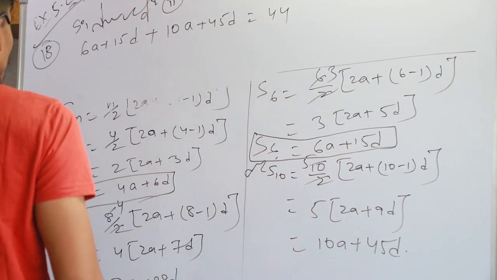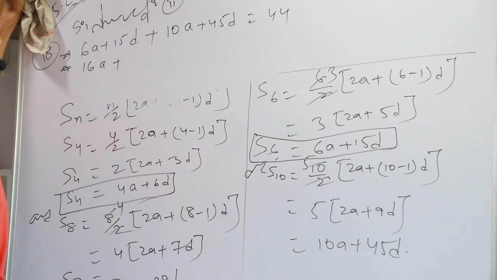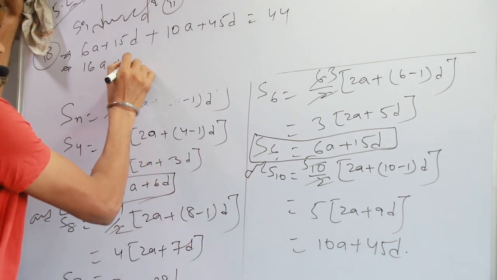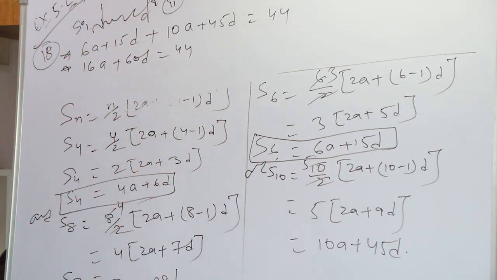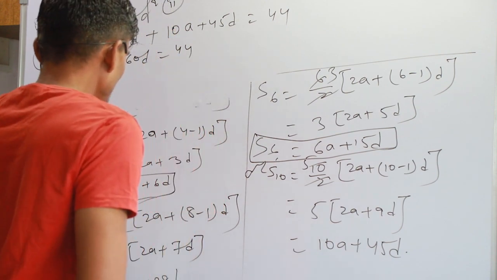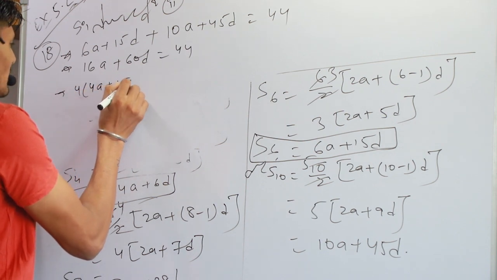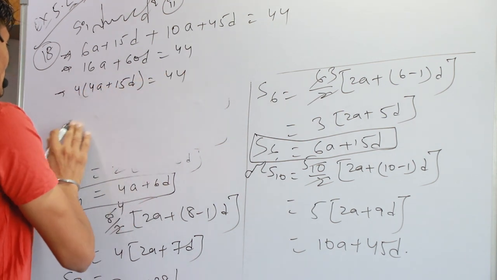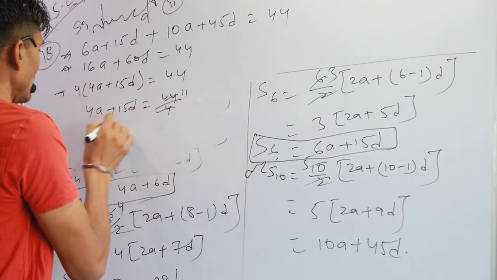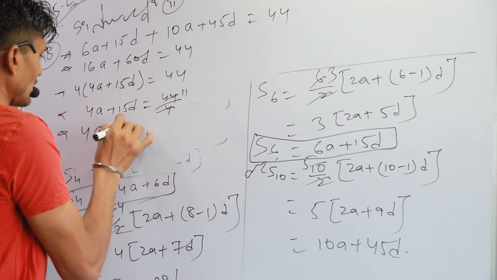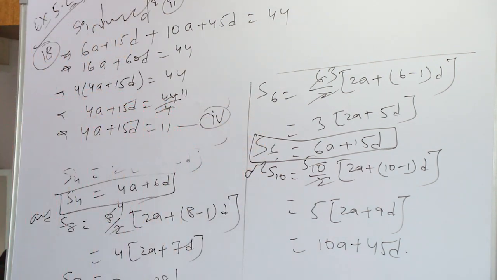44. Now 6a plus 10a is 16a, and 45d plus 15d is 60d, equal to 44. Now we can take 4 common. 4 into 4a plus 15d equal to 44. Here 4a plus 15d equal to 44 by 4, that is equal to 11. That is equation number 4.